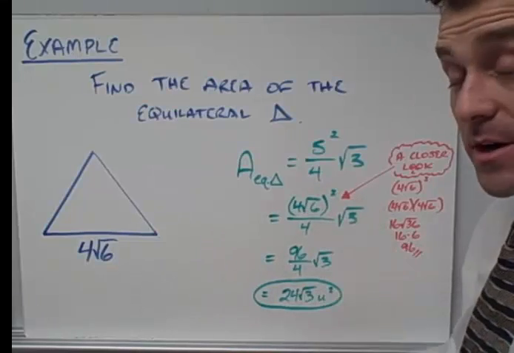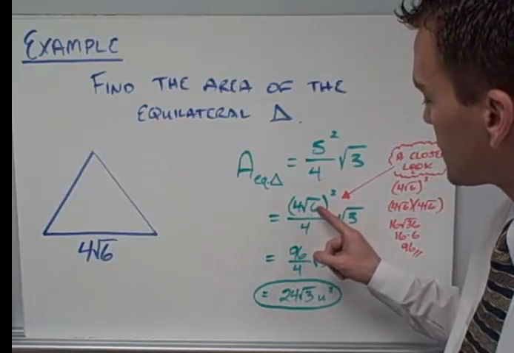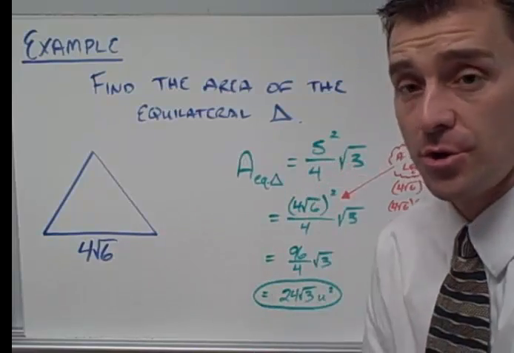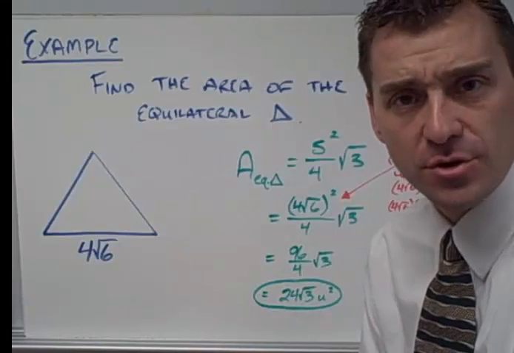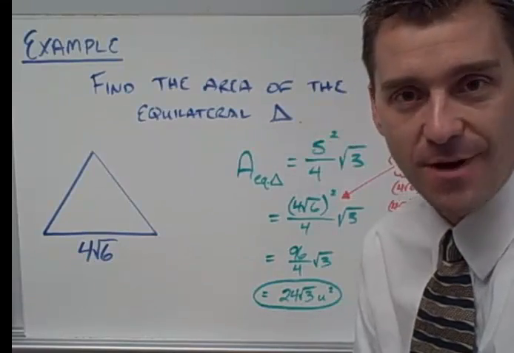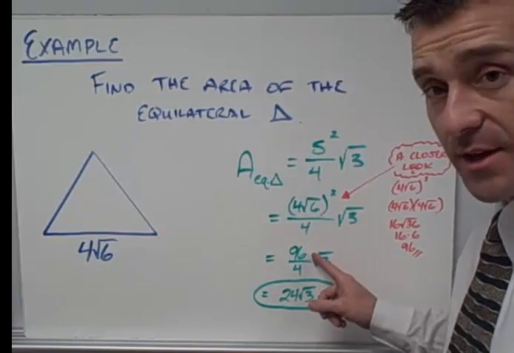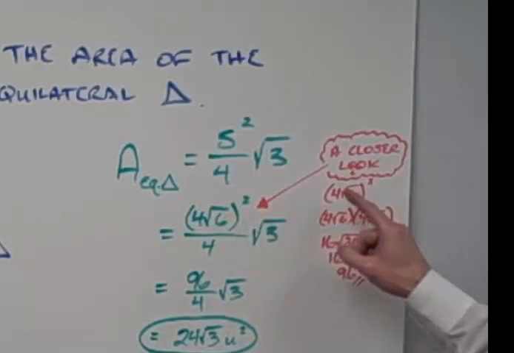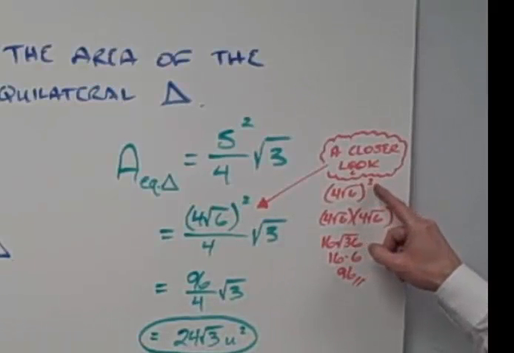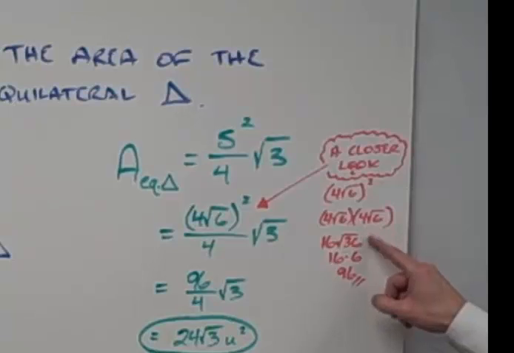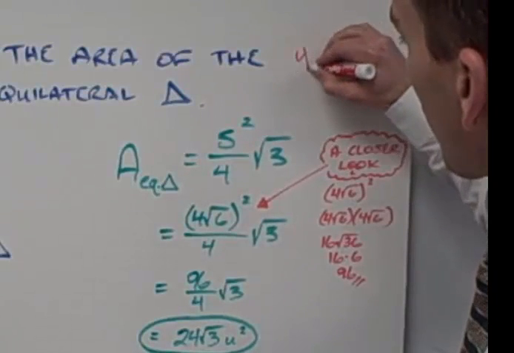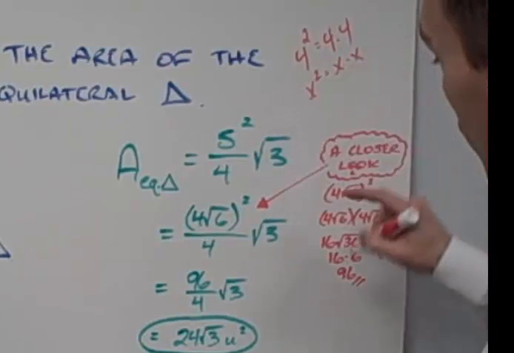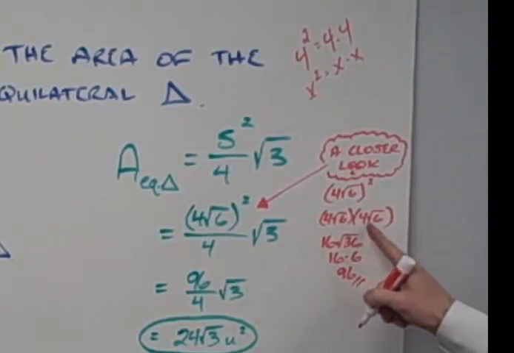And when I square that, you must be careful, because when you square 4 root 6 in your calculator, make sure you put parentheses around it, because if you don't, you're actually going to get 24. If you put parentheses around it, you'll get 96. But let's take a closer look at how that works. 4 root 6 squared is the same thing as 4 root 6 times 4 root 6. Just like 4 squared is the same as 4 times 4, or x squared is the same as x times x.